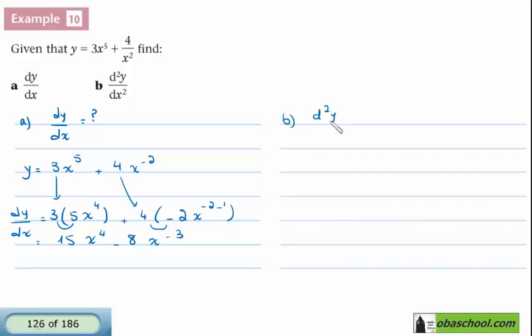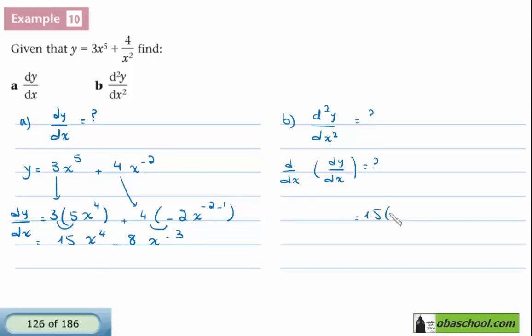Let's find the second derivative, d2y by dx squared. In other words, we are going to find the derivative of the first derivative. We can say it's d by dx of dy by dx that we already found. Let's differentiate the first answer again.